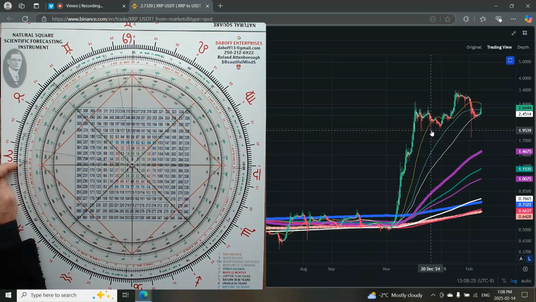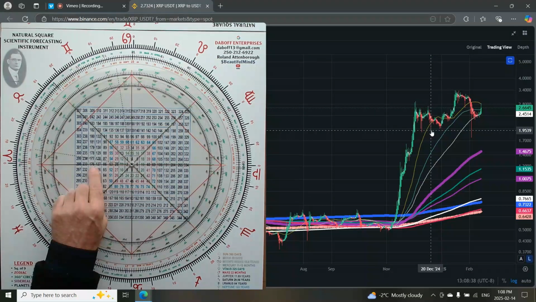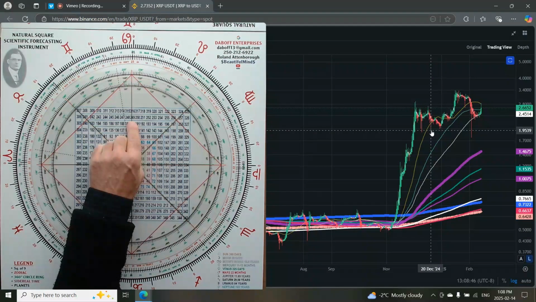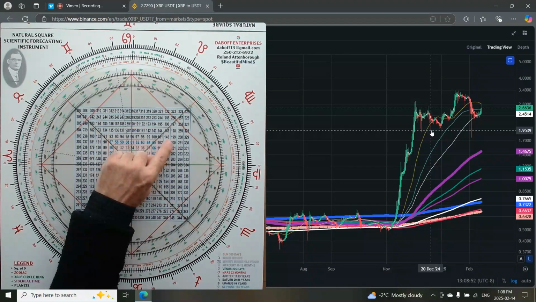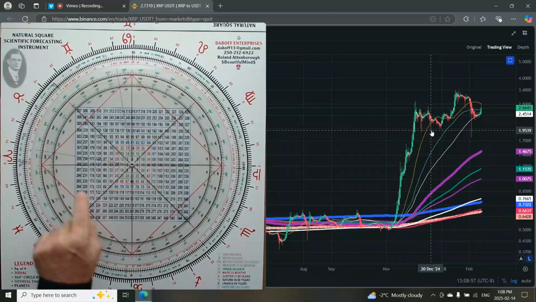Okay, now it's $1.90. Let's go find $1.90 on our square or a close proximate area. Okay, from here, oh, $1.76. So $1.90 is another 45 and 90 degrees square. Staying above this area means strength. Falling below this area means weakness. Let's move ahead now, let's just keep going.